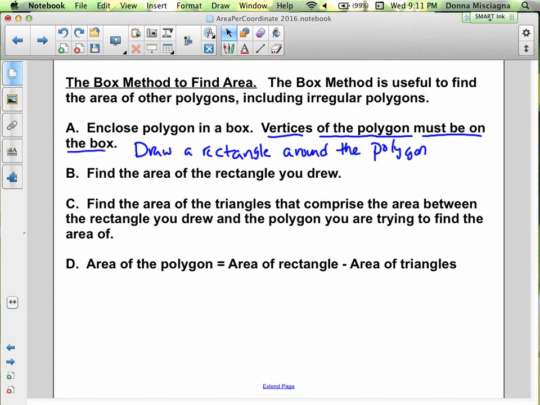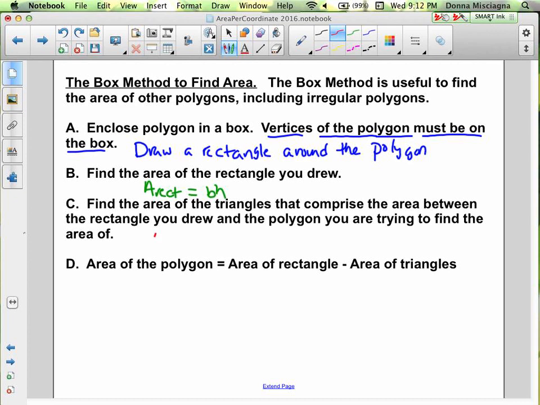Step number 2, you're going to find the area of the rectangle you drew. A little reminder there, the formula for the area of a rectangle is just the length of the base times the height. Third, you're going to find the area of the triangles that comprise the area between the rectangle you drew and the polygon you're trying to find the area of. You're going to subtract those out.